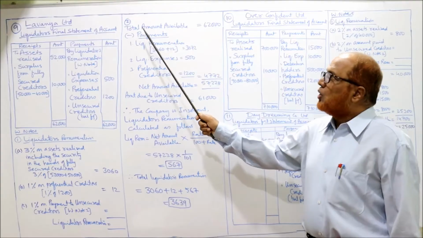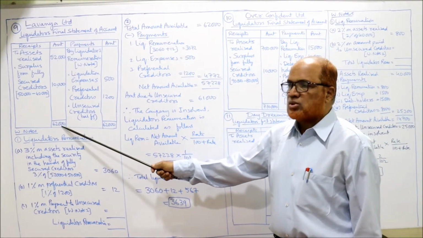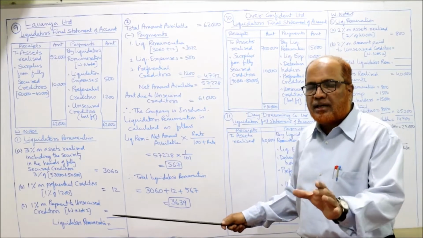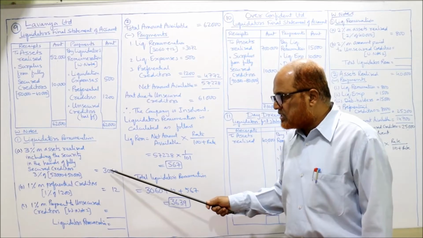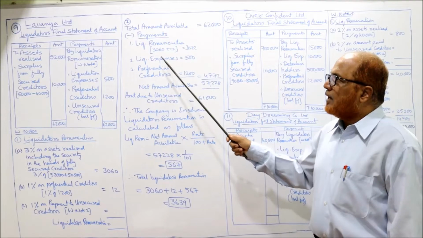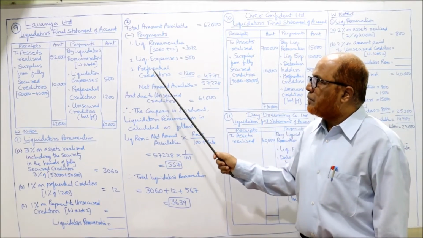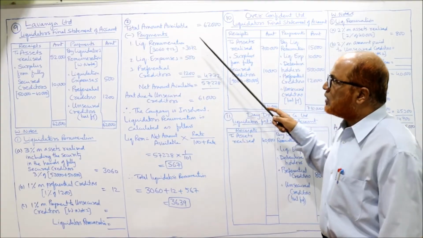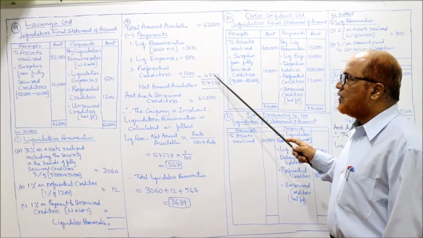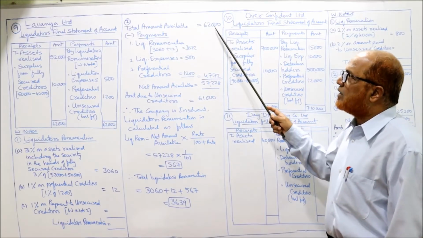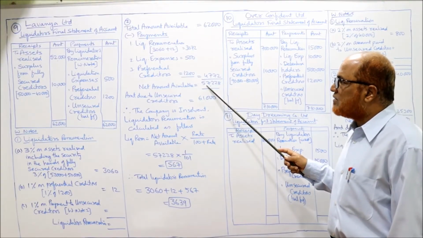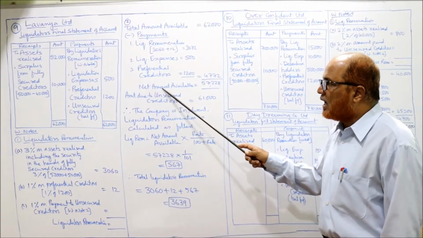Now the second working note. Total amount available is 62,000, minus payments. Liquidator's remuneration so far is 3060 and 12, that is 3072. Liquidation expenses 500 rupees, preferential creditors 1200 rupees. The total payment up to this point is 4,772. The amount received is 62,000; 62,000 minus 4,772 gives 57,228. This is the net amount available.